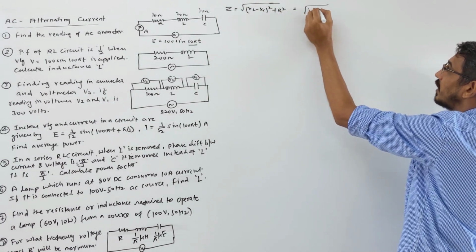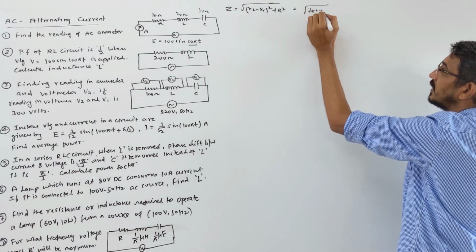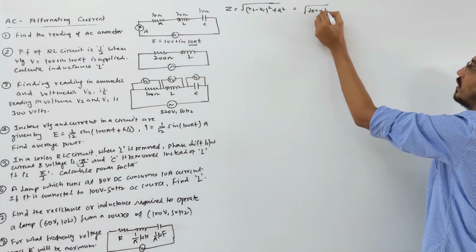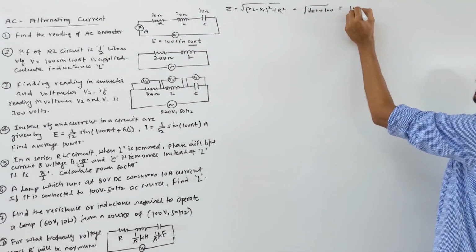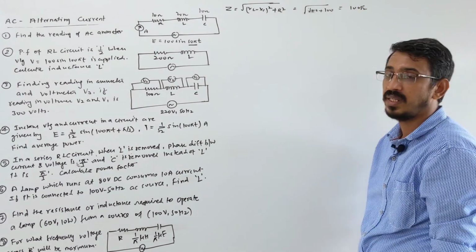This is your 10 squared, which is 100. And R is given as 10, so that becomes 100 as well. So it becomes 100 plus 100, which is 100 into root 2. That is your impedance.